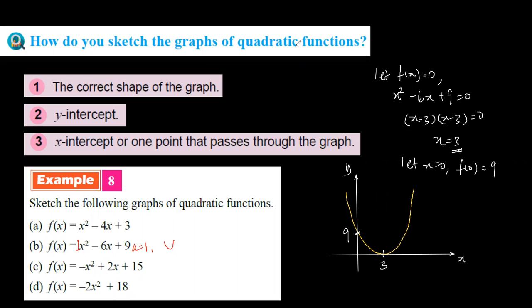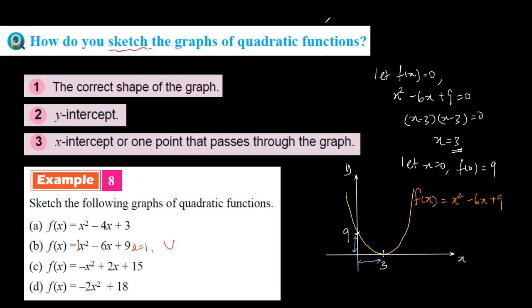Don't worry about the scale here. You don't need to worry about the scale. Why, you will ask, teacher, 9, how come so short and then 3 so long? Doesn't matter when we come to sketching. As long as 9 is positive, it should be above the x-axis. 3 is positive, so it should be at the right-hand side of the y-axis. That's all you need to take care of. But last, don't forget to label the graph of f(x) equals x squared minus 6x plus 9.